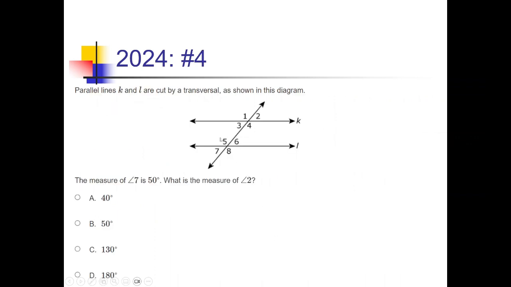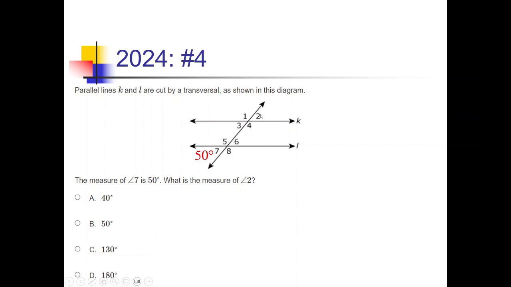For number 4, we have these parallel lines, K and L, that are cut by this transversal, and they've labeled the 8 angles that are formed by this. They're telling us that the measure of angle 7, which is right here, is 50 degrees, so I'm going to label that in my diagram just to have it. They want the measure of angle 2, which is all the way over here on this other street corner.